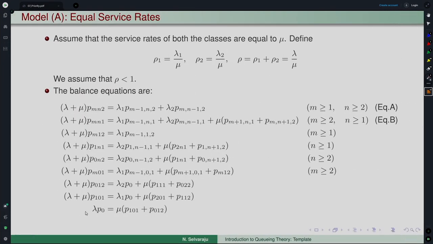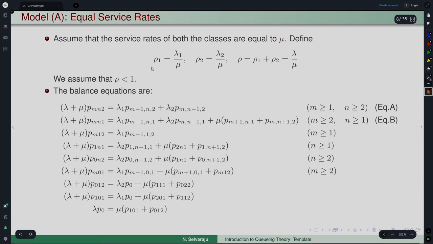Now, we will consider three models and compare them to make certain inferences. Model A would be equal service rates, meaning that both classes demand an equal service need from the server. The service distribution is exponential, as we already mentioned, and the mean service time required to serve either priority 1 or priority 2 is equal, with the rate we call mu.